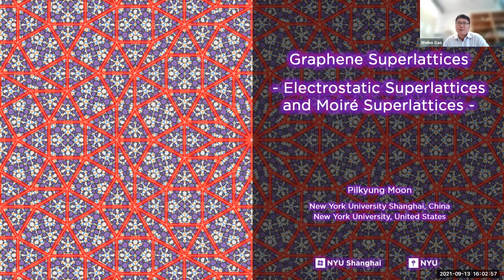Actually, nowadays you can see Moire patterns are very popular, and they can introduce many interesting physics phenomena, superconducting, magnetism, so many anomalous Hall effects, many interesting topics. And Professor Pilkyung worked on it very early and is a real pioneer in this area. Actually worked on it for almost 10 years already. So it's very nice to have Professor Moon give a talk here about the graphene superlattices. Okay, please, the stage is yours, Professor Moon.